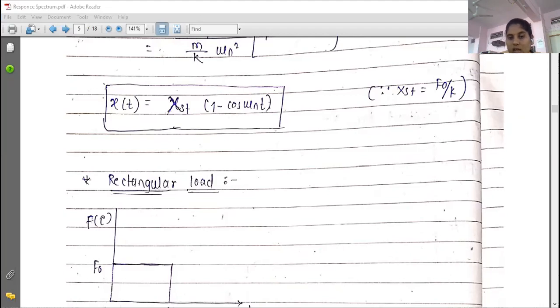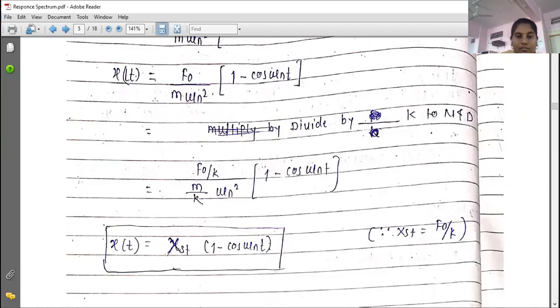Attend all the lectures a little, so you will get what is omega n, what is r, what is zeta, what is x by y, what is f naught upon k. So all those parameters you should know. I cleared all those parameters in the last lecture only. Okay. X of t, that f naught, I will show you here how this elaboration is made.